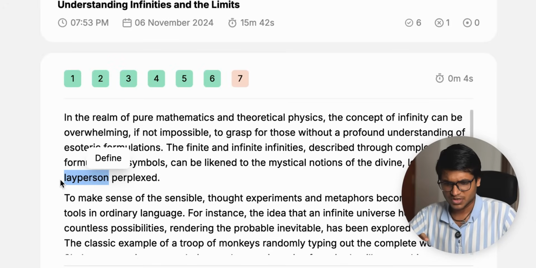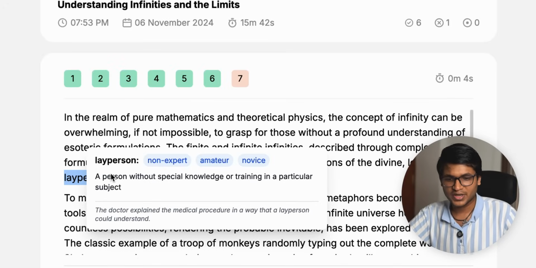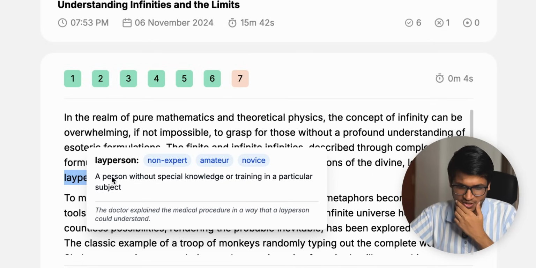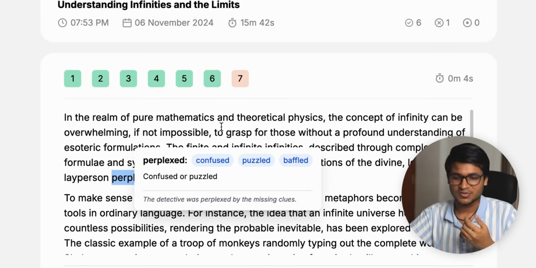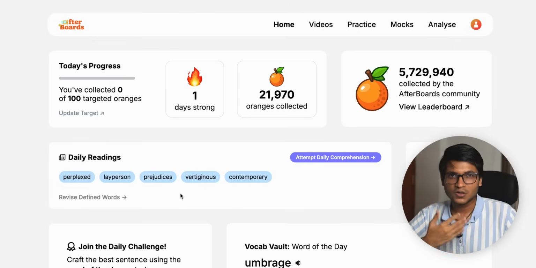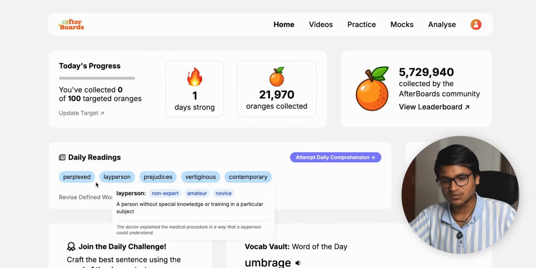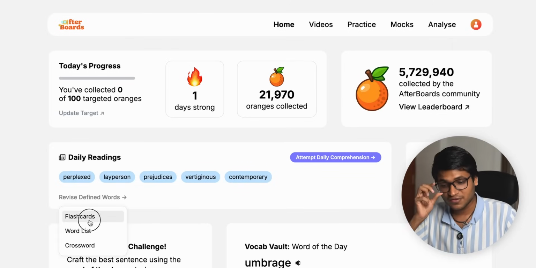Layperson, what does this mean? Select, click on define, you get the meaning. A person without special knowledge, interesting. Perplexed, what does that mean? I'm very confused. Oh, it means to be confused or puzzled. All the new words that you define, layperson, perplexed, all of them get saved in your flashcards.